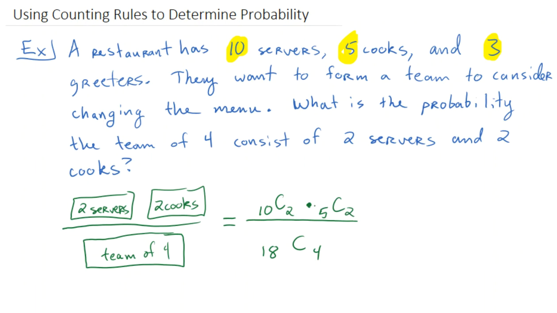So I want to emphasize there that I included the greeters in the denominator count because all teams of 4 would include the possibility that some greeters got on the team. But my specific event for the probability does not include the greeters because the specific event is 2 servers and 2 cooks. So hopefully that helps you see how to use those numbers to determine different things.